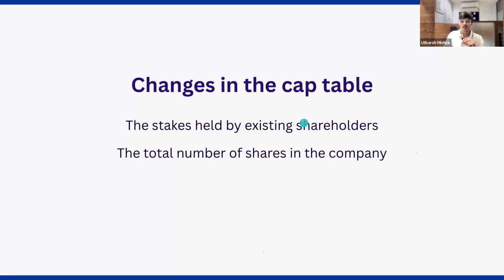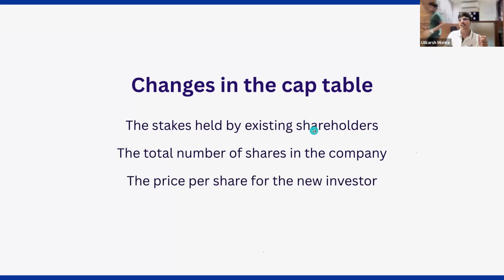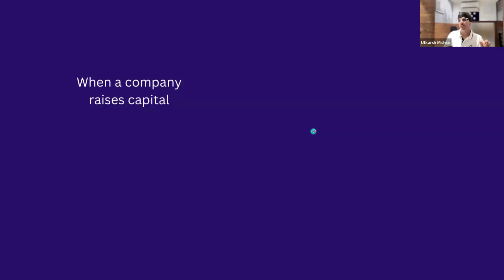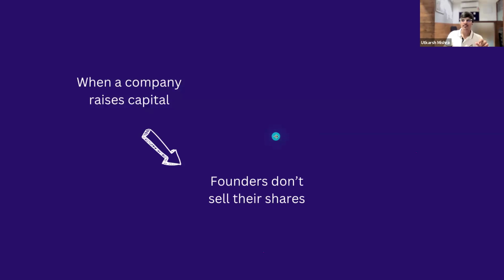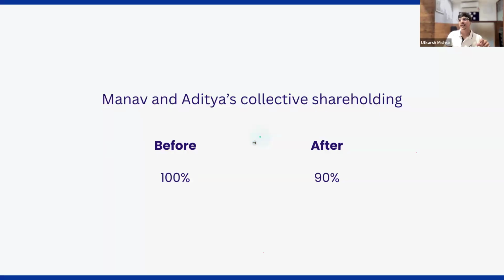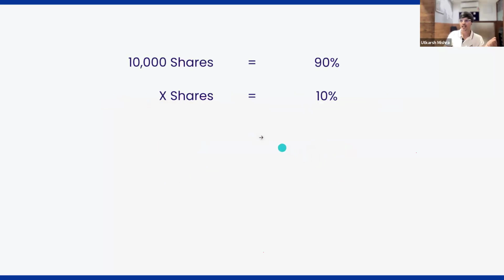Owners will not dilute the current number of shares, but new shares will be issued, and there will be a change in price per share. When a company raises a round, founders don't sell their shares, new shares are issued, right? So Manav and Aditya collectively now hold 90% of the company. Before they were holding 100%, because 10% is now going to Growth 91 as they are investing.